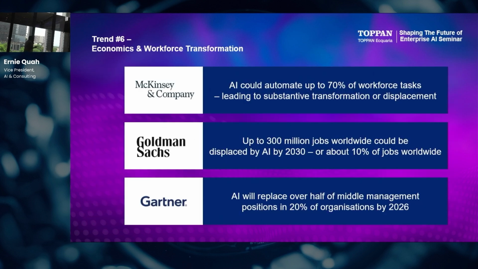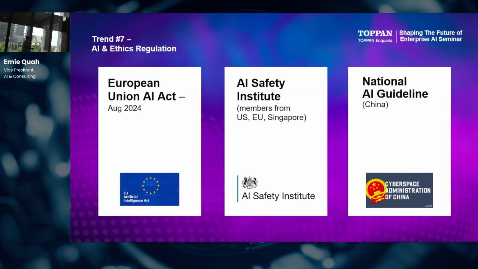So this is not said by me. This is what they said. McKinsey says AI could automate up to 70% of all the work that we are doing today. 70%. Goldman Sachs says that up to 200 million jobs could be displaced. Displaced means gone, about 10% by 2030. And Gartner says AI will replace half of middle management positions in 20% of organizations by 2026. Right? So this is the trend.